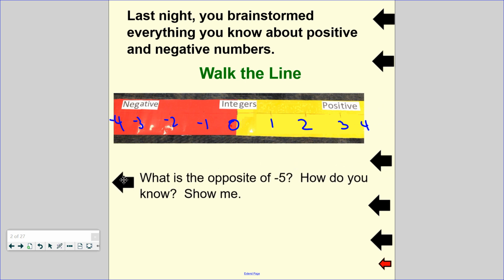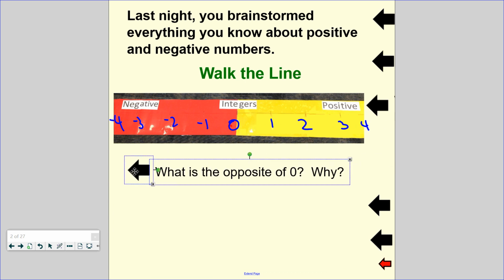What is the opposite of -5? So we have a -5 right here. What number will be on the opposite side? It would be 5, but show me. So we would actually have two students standing on the number line. The -5 student would count: there are 5 units to 0. And the number 5 is also 5 units from 0.